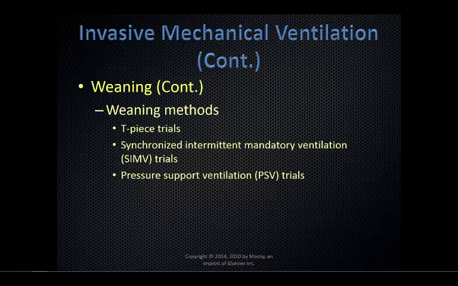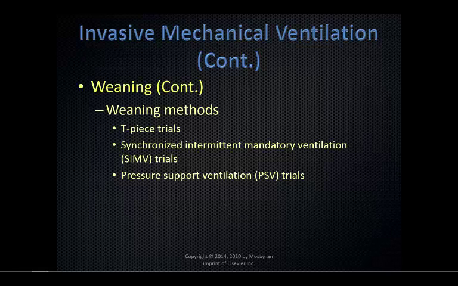The three main methods for weaning are: number 1, T-tube trial; number 2, synchronized intermittent mandatory ventilation; and number 3, pressure support ventilation. Now, regardless of the method that you select, the evidence shows that using a standardized approach is really what makes the weaning successful.